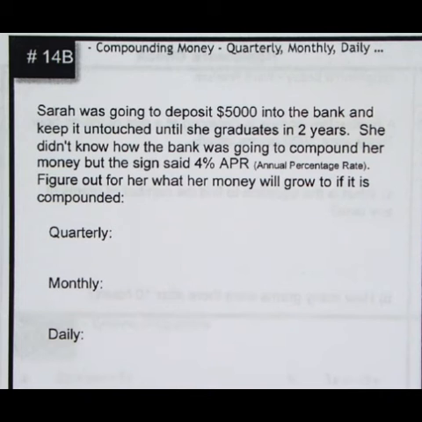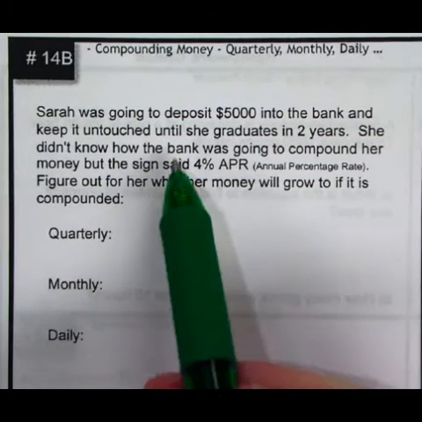Now we're on to target 14B. We're compounding money, but now we have different intervals throughout the year. It's not just compounded once a year. It's compounded at the end of each quarter, each month, or every day. So here's the trick to this.